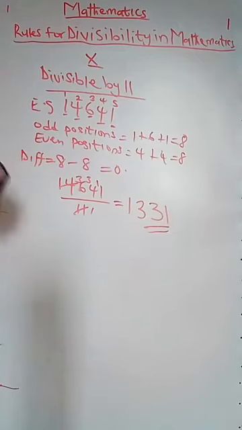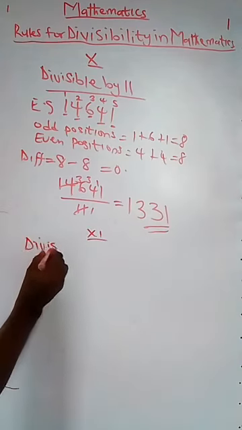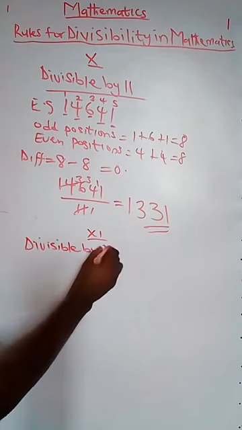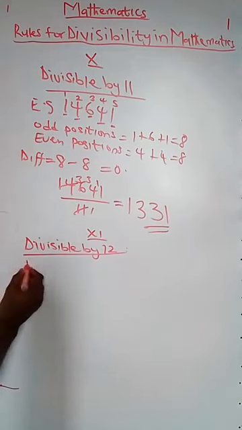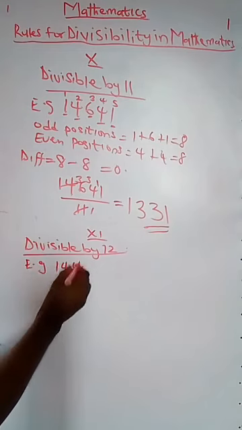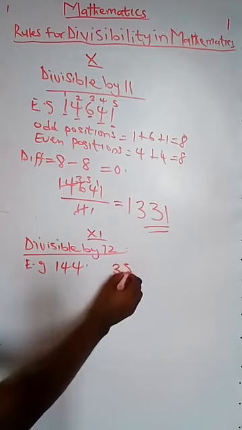Divisible by 12. Alright. A whole number is divisible by 12 if it can be divided by 3 and 4, or 2 and 6, which are factor pairs of 12. Now let's use an example to understand what we are saying. Let's take 144. Let's see if 144 can be divided by 3 and 4.